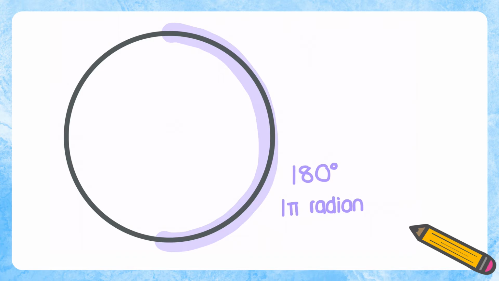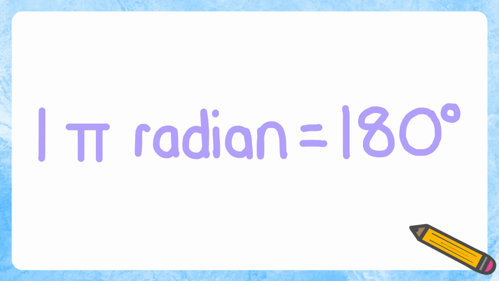So today we're going to convert from degrees to radians using this fact that 180 degrees equals 1 pi radian. So make sure you have this written down in your notebook, highlight it, bold it, write it in different colors. 1 pi radian equals 180 degrees. And we'll be using this idea to convert from degrees to radians.